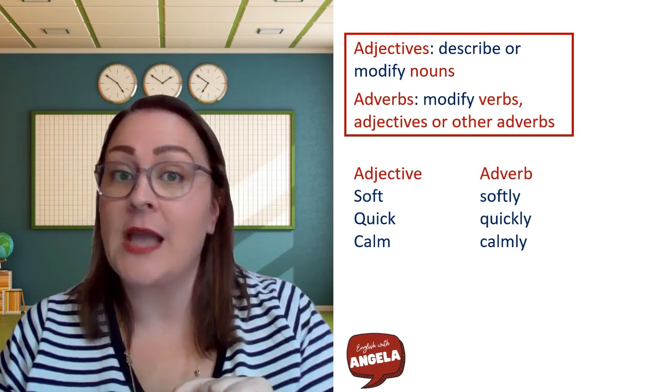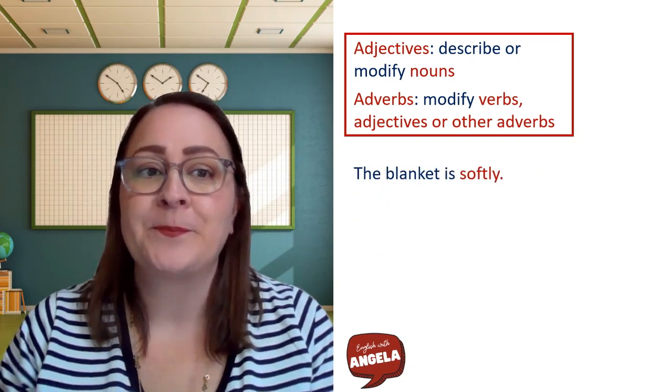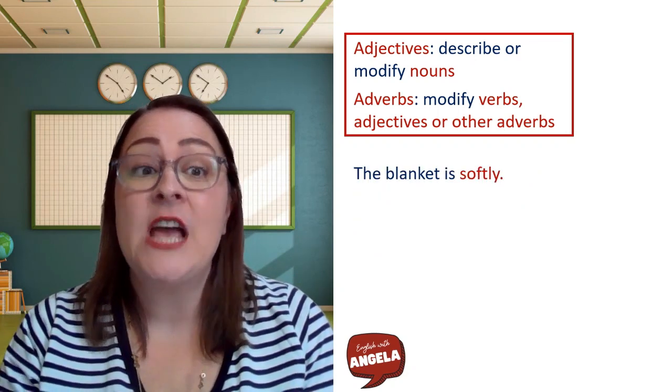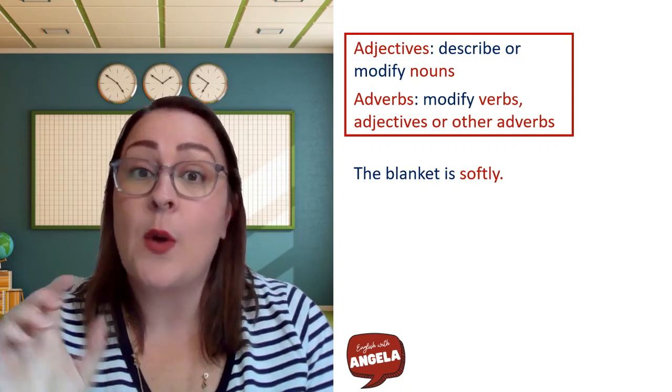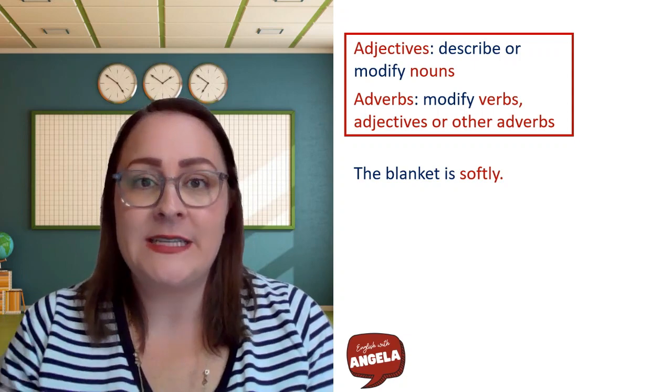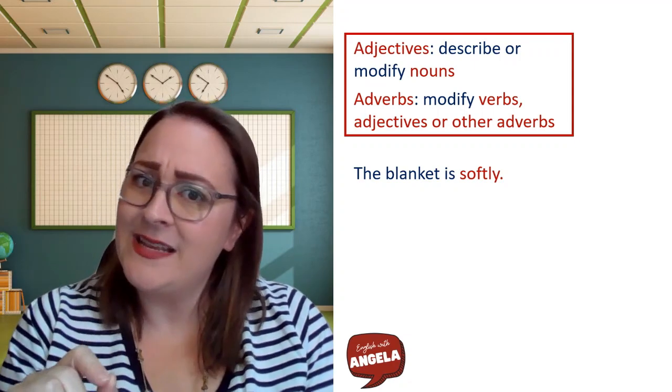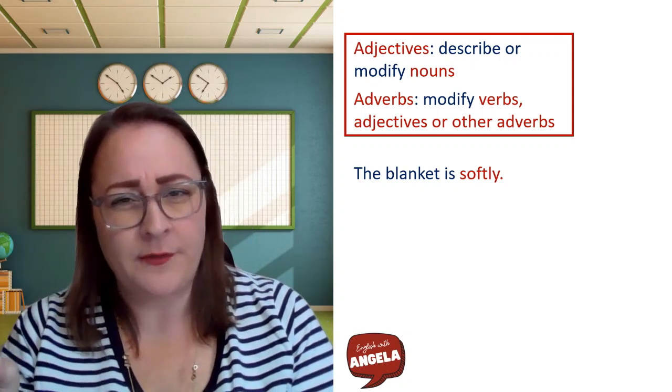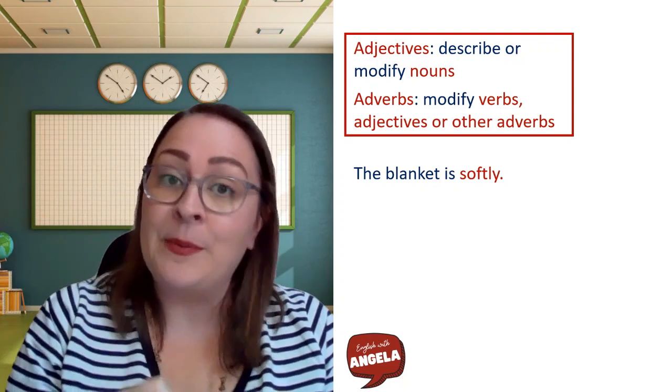So let's have a look at some examples, okay? The blanket is softly. So I'm using an adverb there, softly, right? But am I describing the verb is? Am I saying the verb is softly? Or am I saying the blanket is softly?